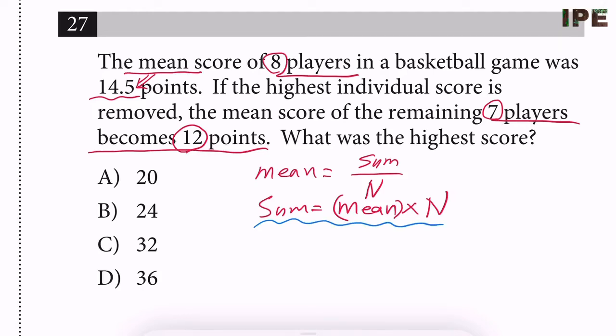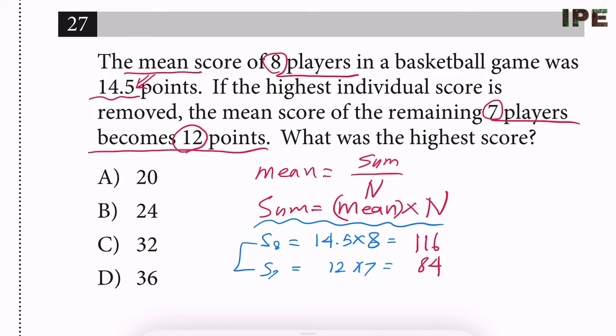What is the sum of the 8 players' points? Because the average of 8 players is 14.5 points, the sum of 8 players is 14.5 times 8. After the highest individual score is removed, the sum of the other 7 players is their average times 7, 12 times 7. So what is 14.5 times 8? It is 116. And then what is 12 times 7? It is 84.